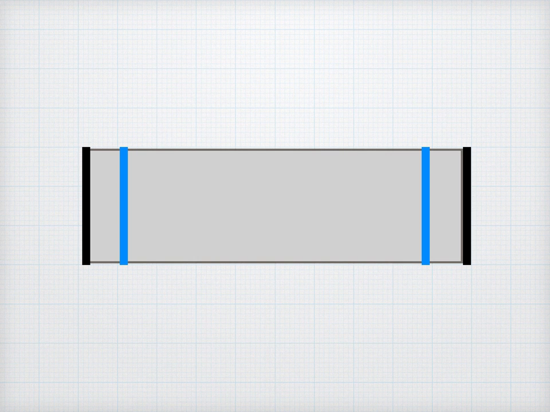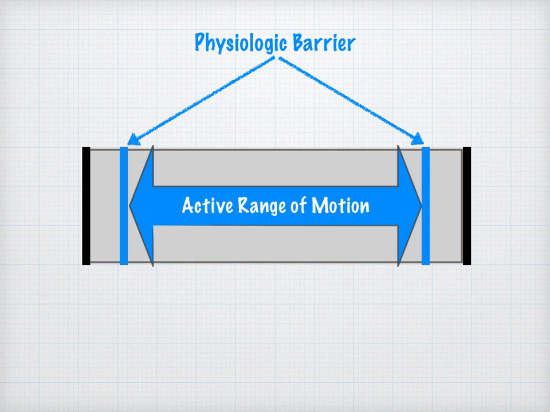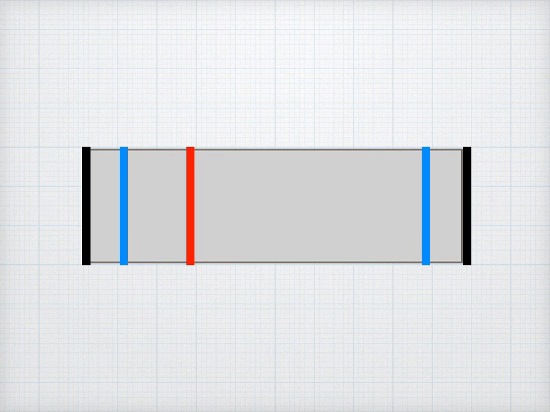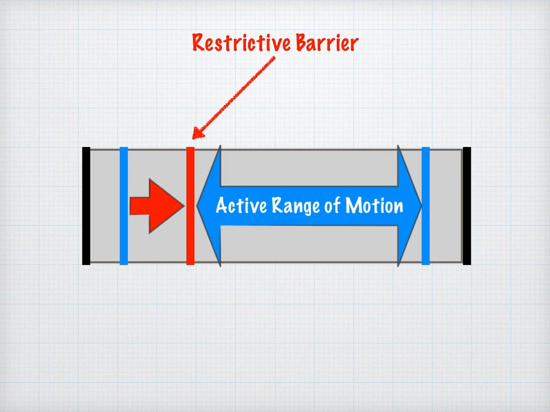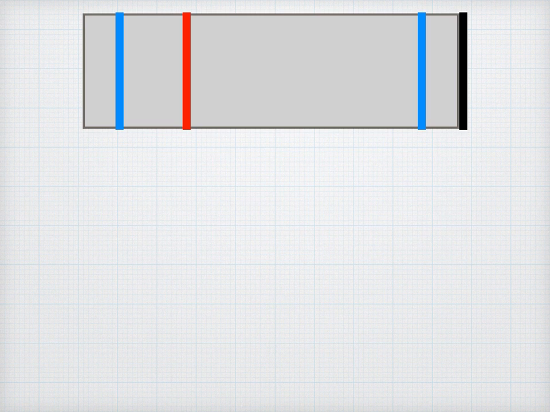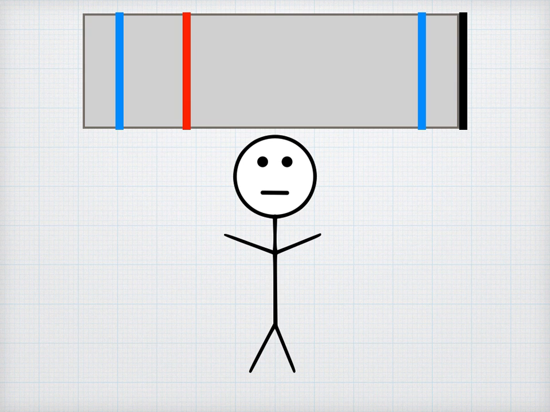The second is the physiologic barrier. This barrier is the active range of motion permitted by the joint. If somatic dysfunction is present, then a third barrier occurs, the restrictive barrier. This barrier is a dysfunctional limit that narrows the normal physiologic range. It is the restrictive barrier that is sought out and targeted directly with articulatory technique.